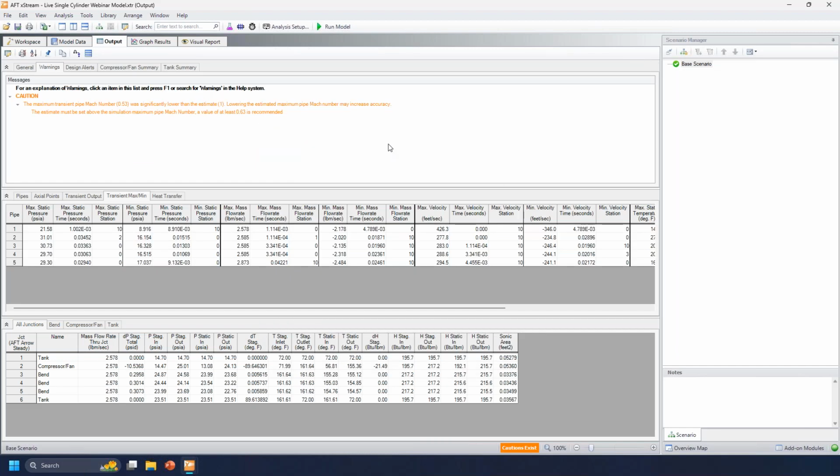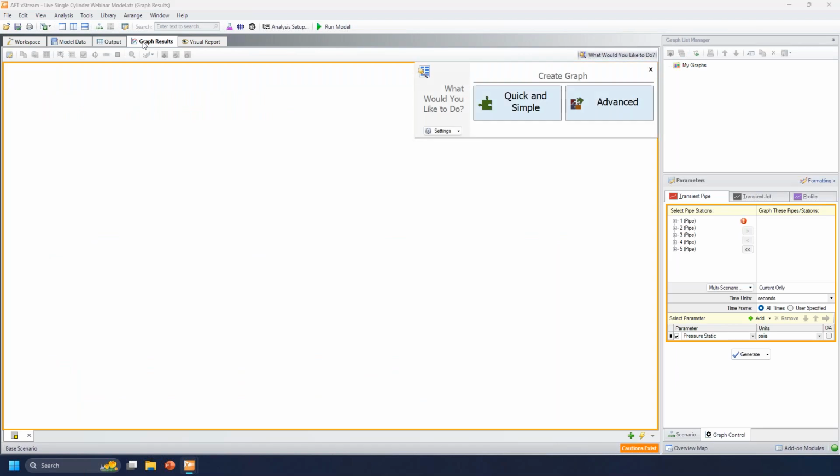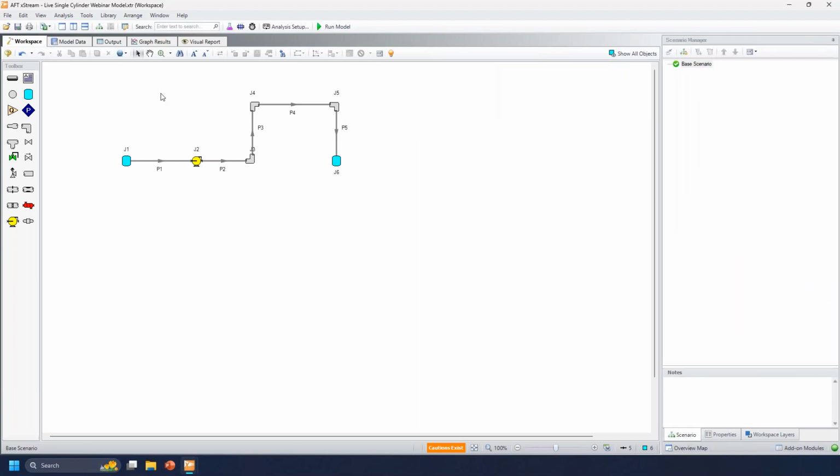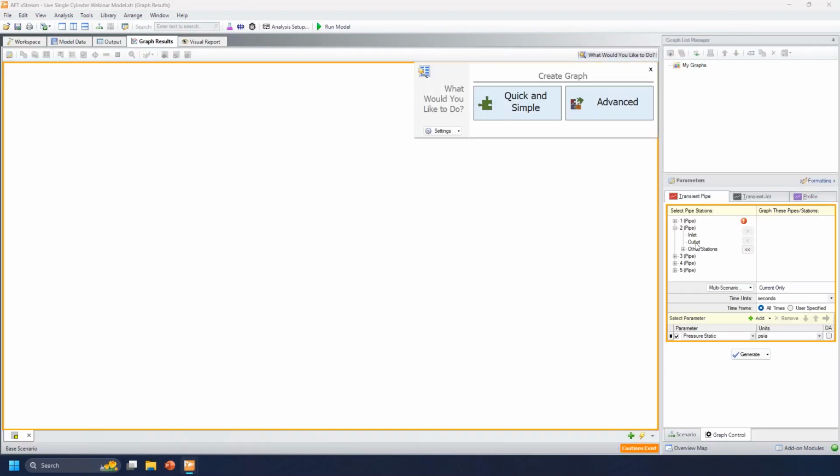Okay, so we have a caution here. It just says that our max transient Mach number was 0.53, so it was lower than 1, so we should lower that for better accuracy. And it looks like the max temperature we chose was good. And going over to graph results, we will choose the inlet of pipe 2, and that is going to be over here at the discharge of the compressor. And we'll look at the static pressure and the velocity.